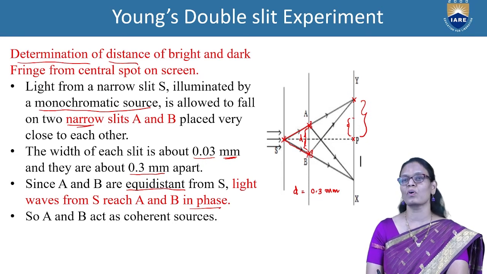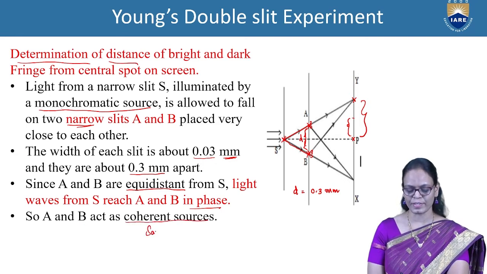That is why we are calling A and B coherent sources, because the distance traveled by them is the same. They are in phase. So these two sources A and B are considered to be coherent sources. So A and B act as coherent. Coherent always represents the same phase.